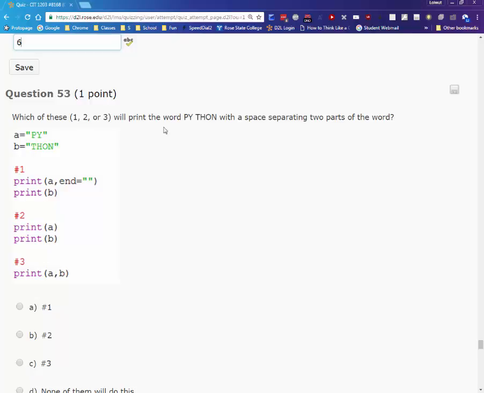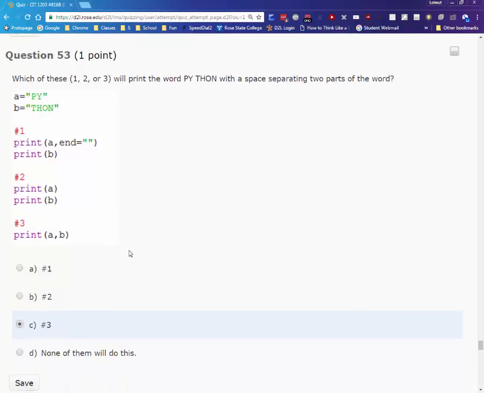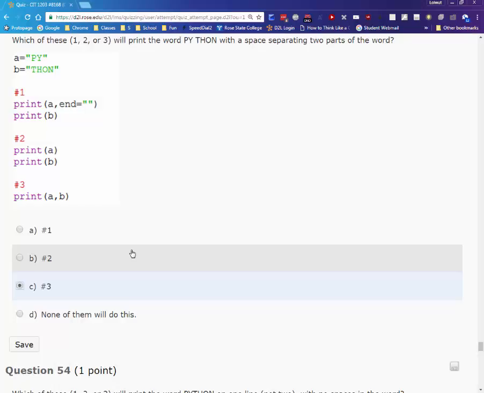Which of these will print the word Python with a space separating two parts of the word? Well, pi and thon. We've been printing a lot like this, so number 3 would be the answer. Each comma in your print string winds up being translated as a space in your output. I really don't think I ought to give you credit for that one, but I will, just because a lot of people missed it. My general rule of thumb is that if more than 50% of the class misses a question, then it means that I didn't cover it previously in a quiz question or in an assignment.